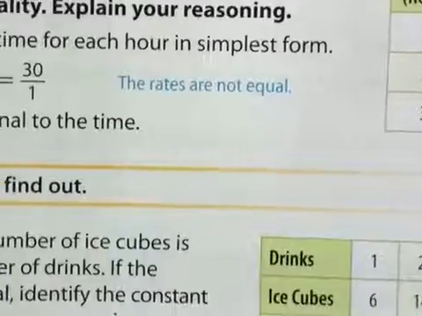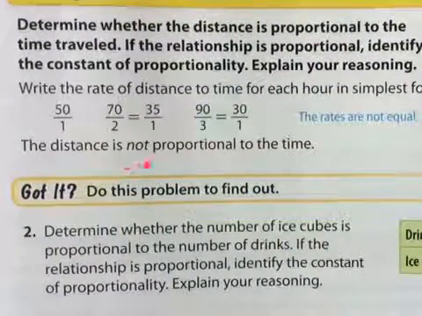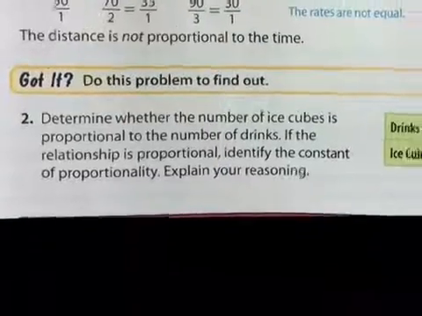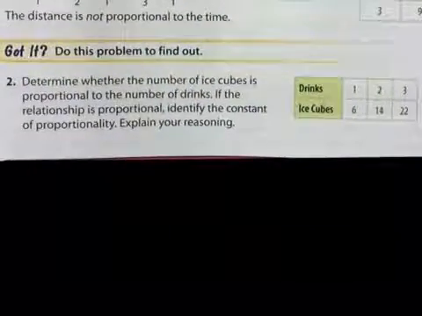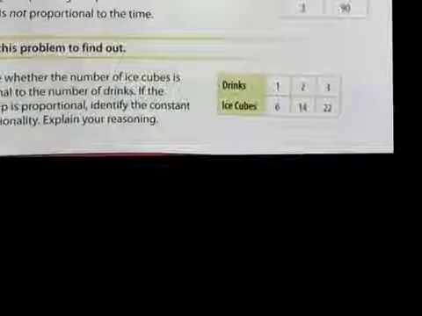And I think it says that right there. There we go, there it is. Yes, the distance is non-proportional, or not proportional, to the time. Let's see number 2. Oh, I can tell it's already an example of something that is not proportional. Okay, determine whether the number of ice cubes is proportional to the number of drinks. Let's see.